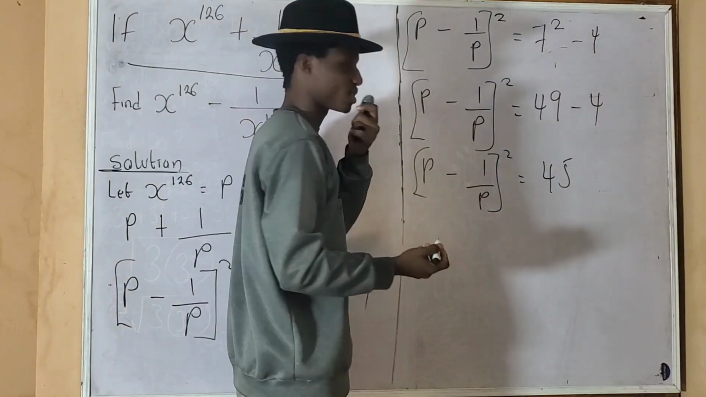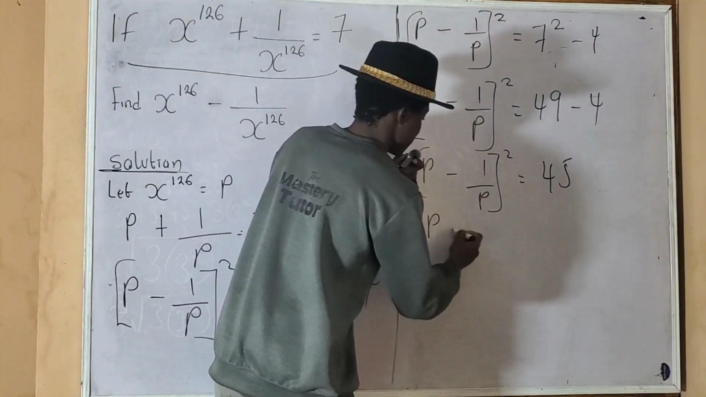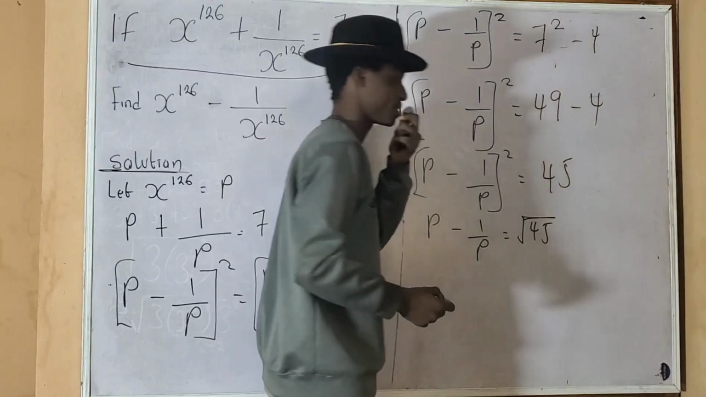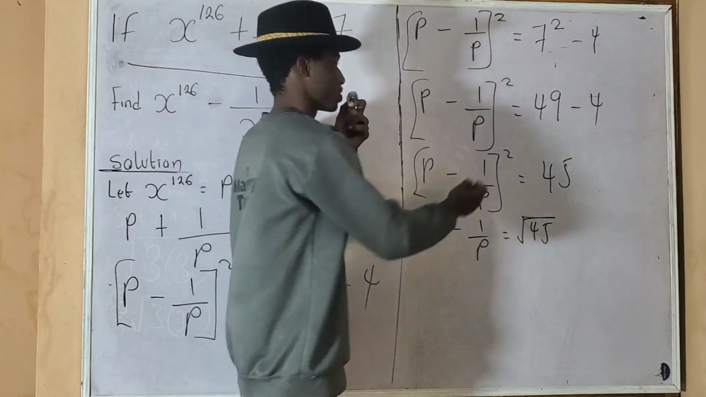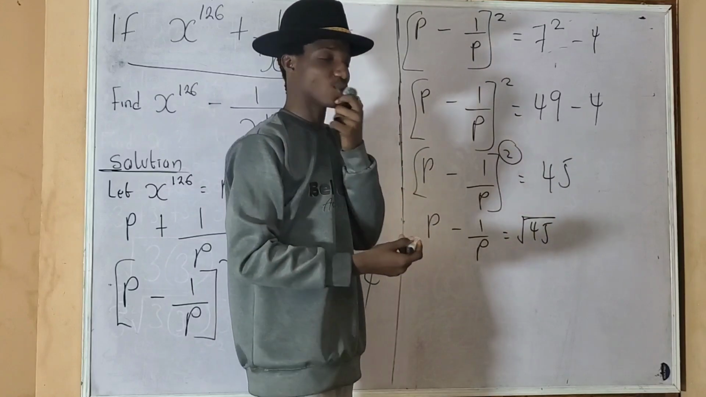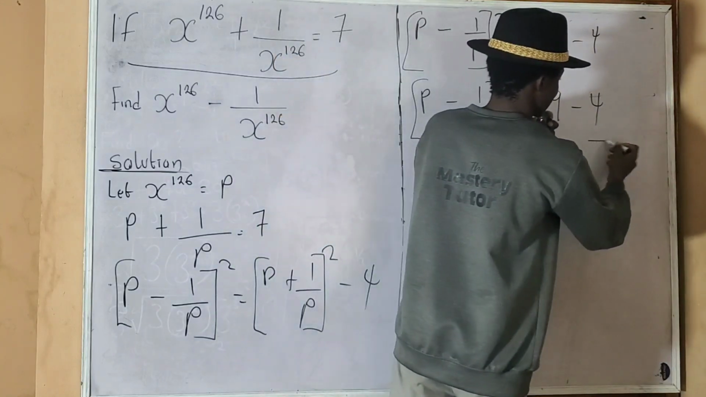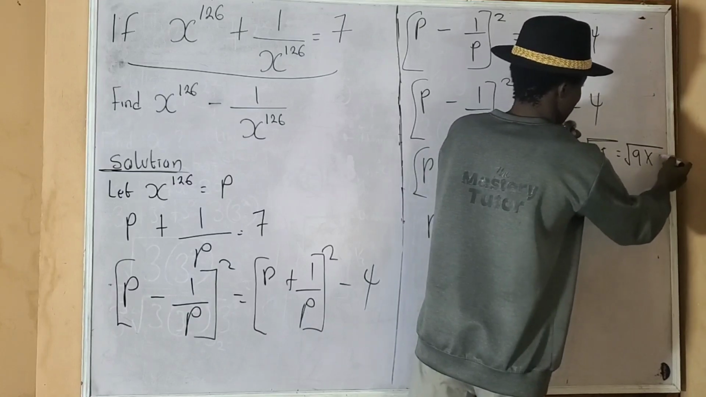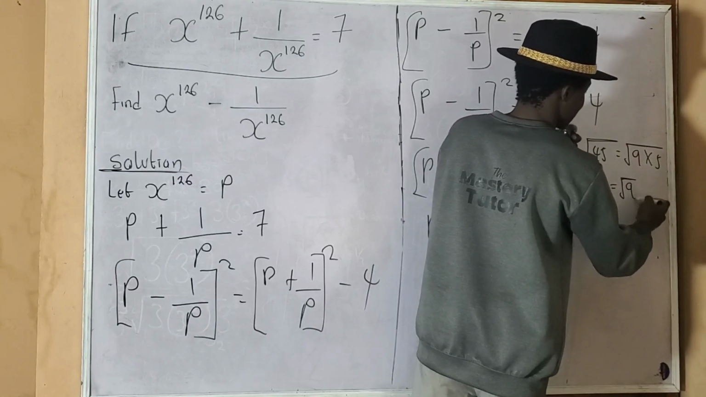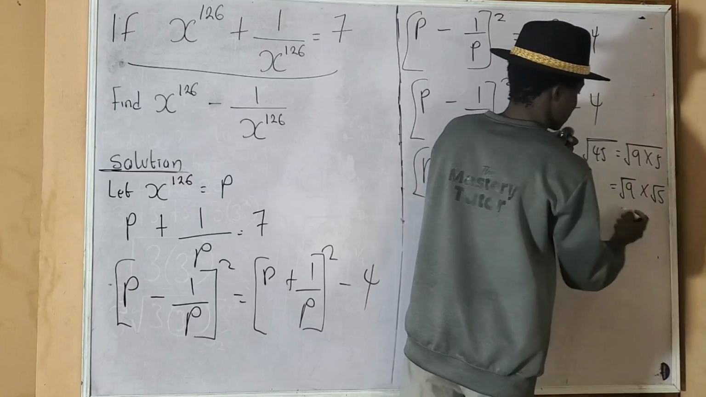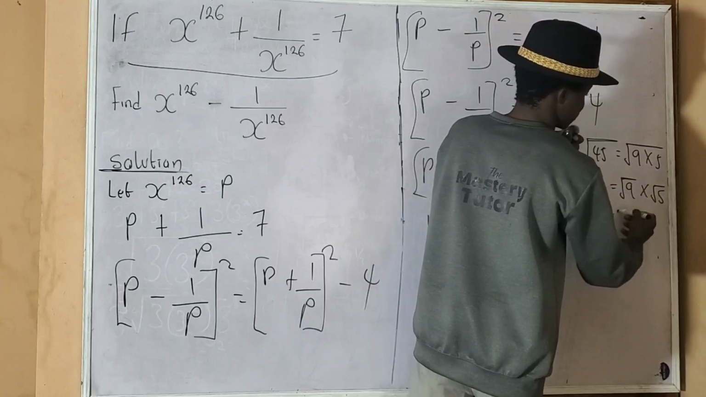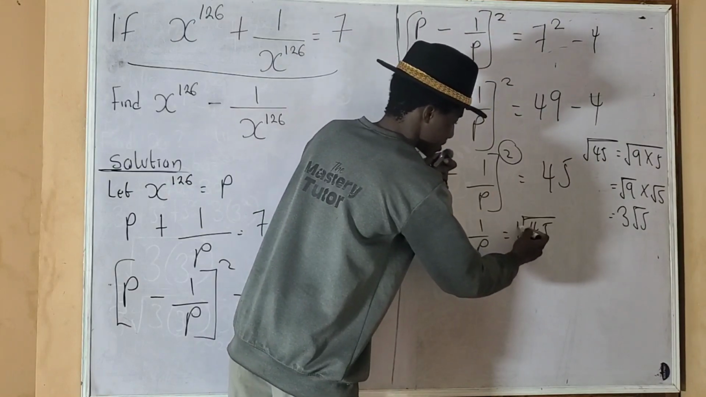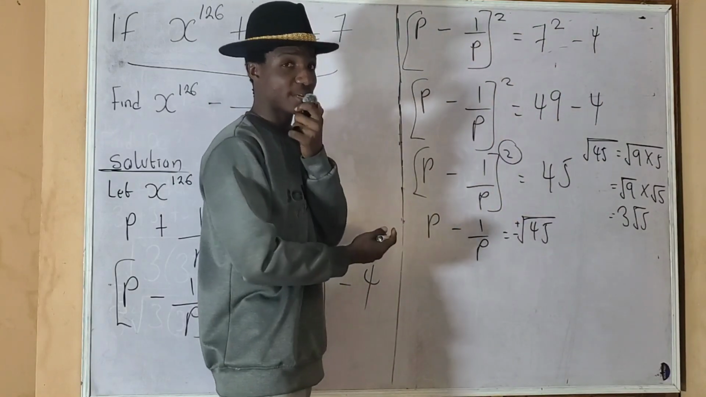Now take the square root of both sides. You're going to have p minus 1 over p equals the square root of 45. Do you understand? The reason why I take the square root is to eliminate this square. Do not forget that root 45 equals square root of 9 multiplied by 5, which is square root of 9 multiplied by square root of 5. Square root of 9 is what? 3. So I'm going to have 3 root 5. Now, I'm going to have positive and negative because this is not a principal square root.